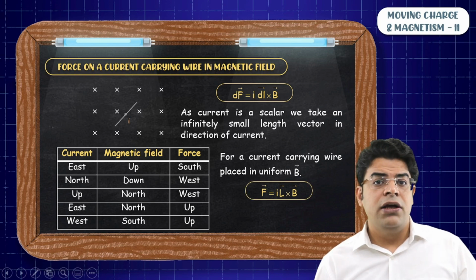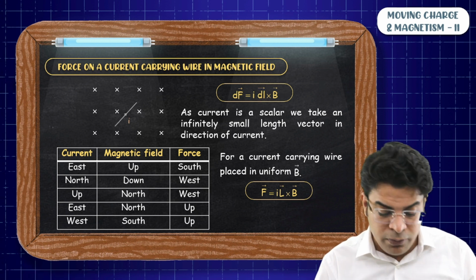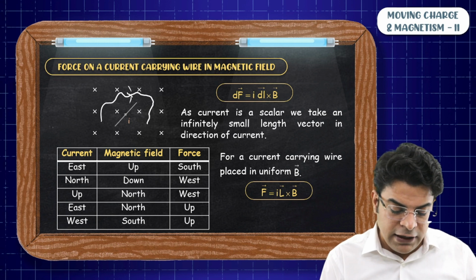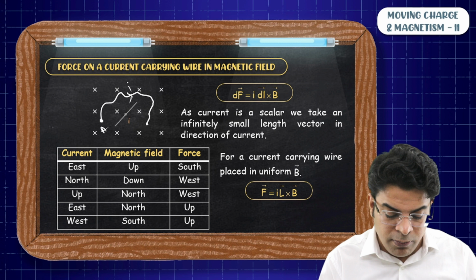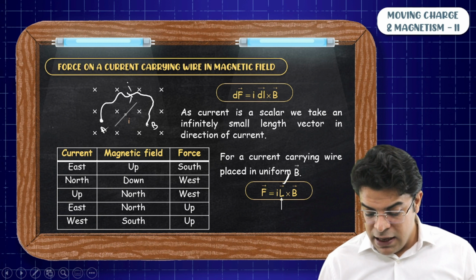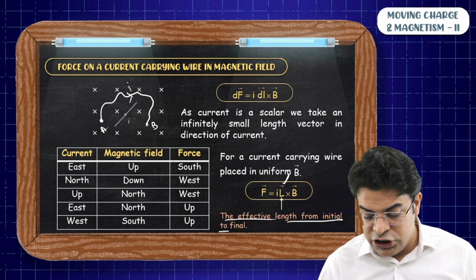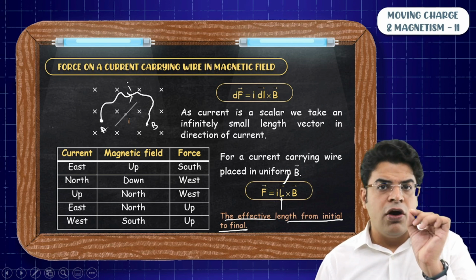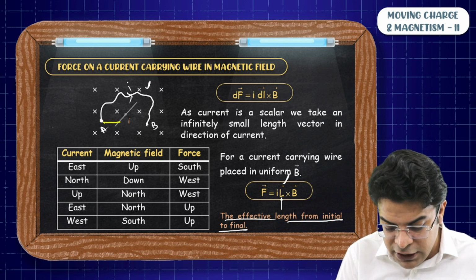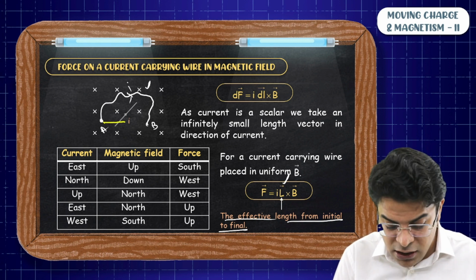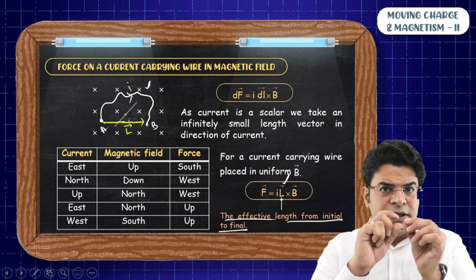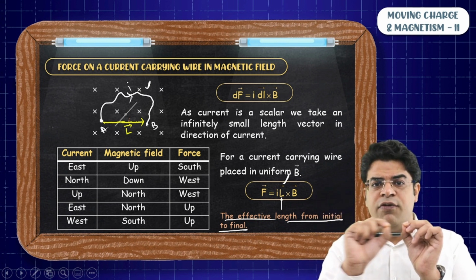Now do understand, the current carrying wire does not always have to be a straight line. You might have a randomly shaped wire carrying current I from a point A initial to a point B final. We need to understand what to take L as. We say that L is the effective length from the initial to the final. So rather than thinking of this randomly shaped wire, think of a straight wire joining the initial point from where the current enters the wire to the final point up to where the current is going, and take it as your length vector. So rather than thinking of the whole loop, think of this effective length.